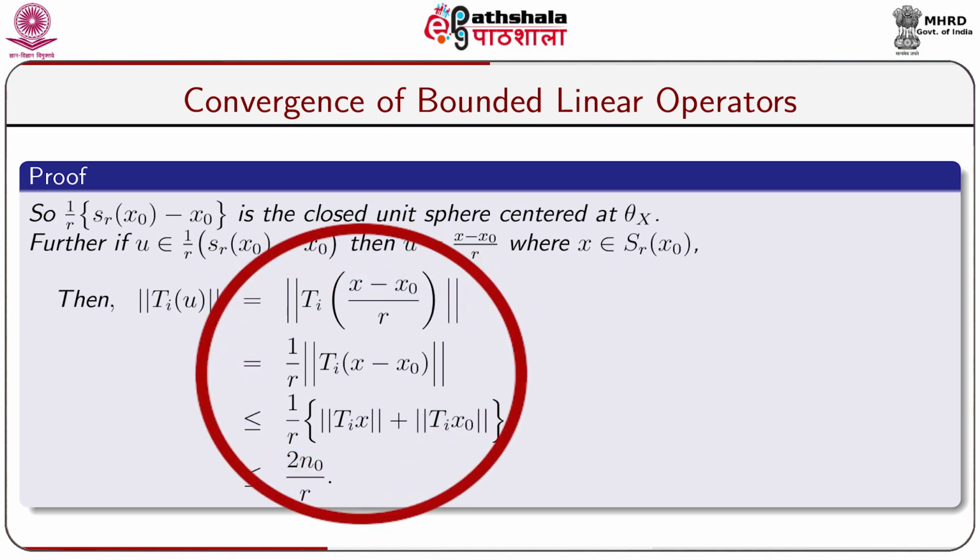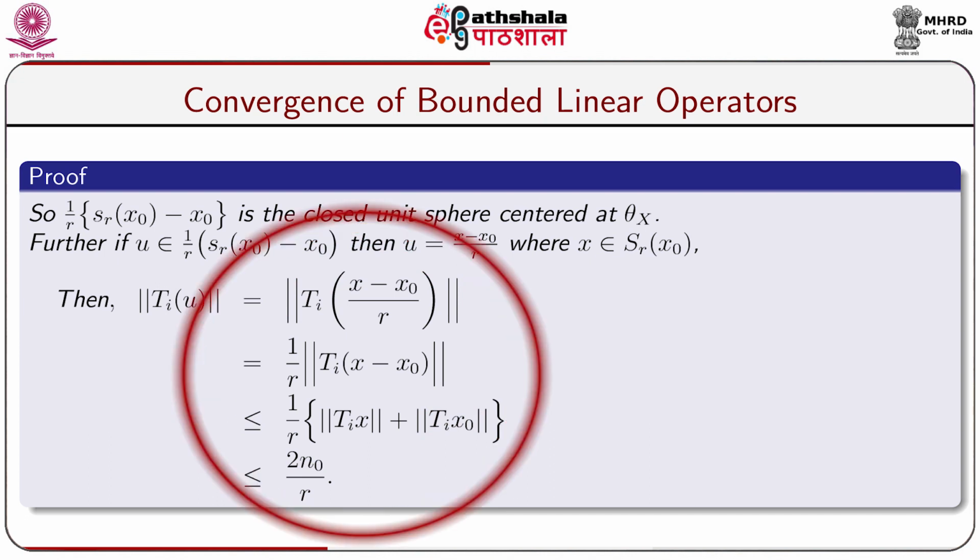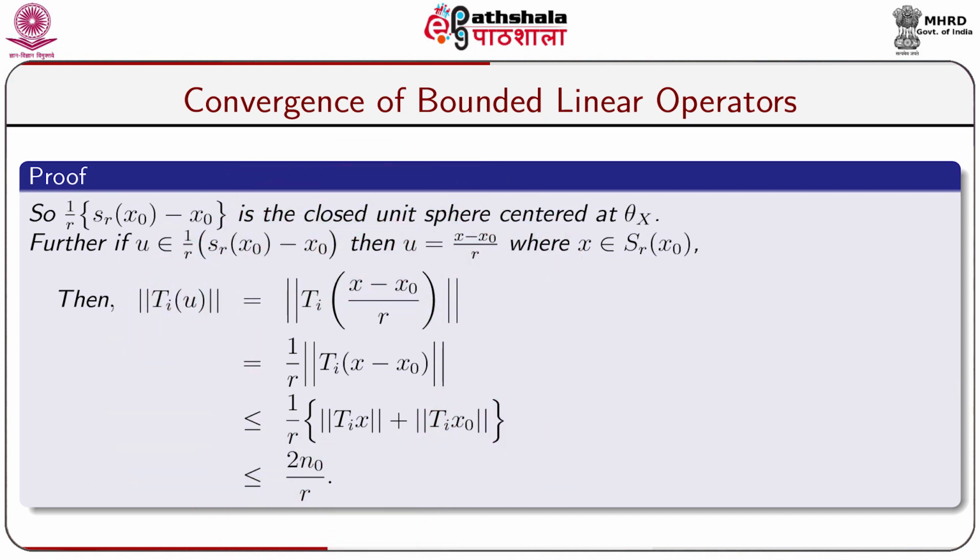So, norm of Ti of x minus x naught by r is less than or equal to 1 by r times the norm of Ti into x minus x naught, which is again less than or equal to 1 by r times norm of Tix plus norm of Tix naught, by the triangle inequality property of the norm, that is, the third norm axiom, which is again less than or equal to 2 n naught by r, where 1 by r times norm of Tix plus norm of Tix naught is less than or equal to 2 n naught by r. So, norm of Tiu is less than or equal to 2 n naught by r.